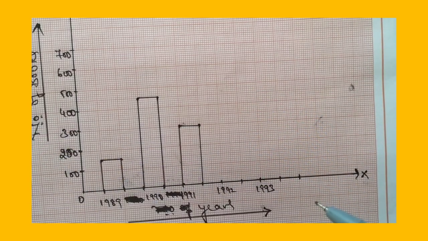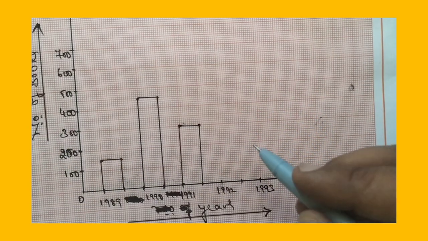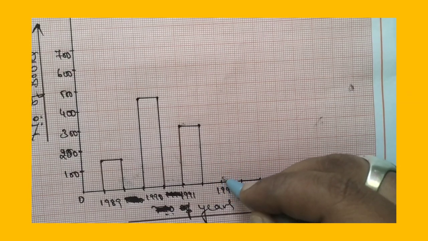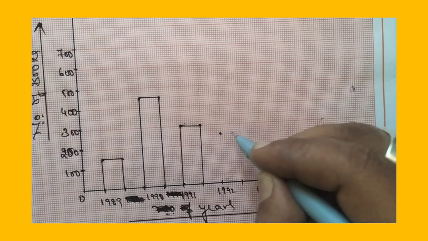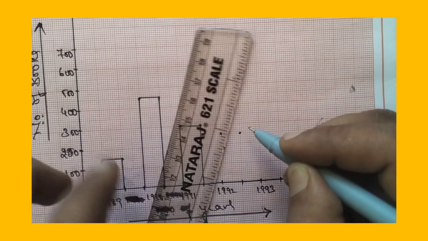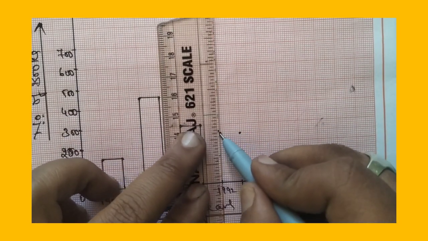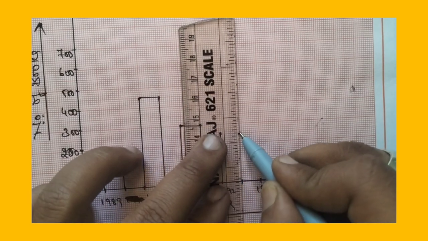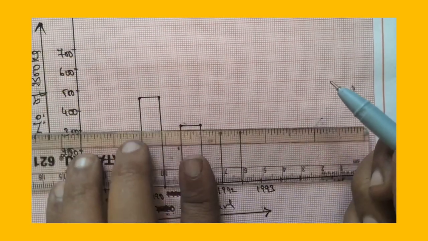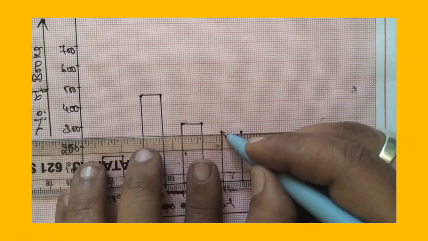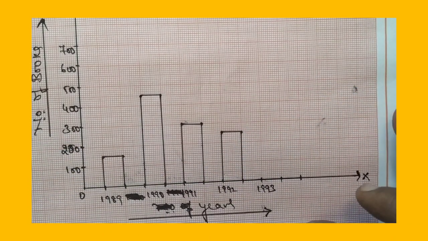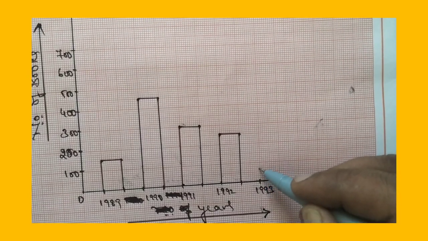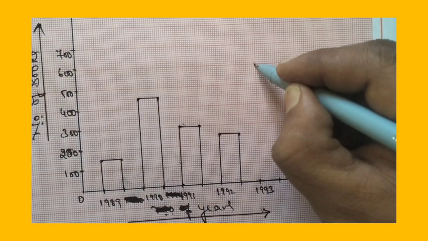Next, in 1992, 250 books. 250 lies between 200 and 300. Years in the x-axis and number of books in the y-axis. Then the last one is 1993, 600 books. So 1993, 600.